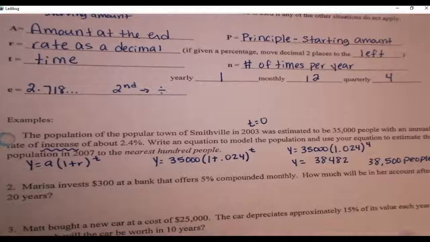100th is the decimal place. With a th at the end. TH.